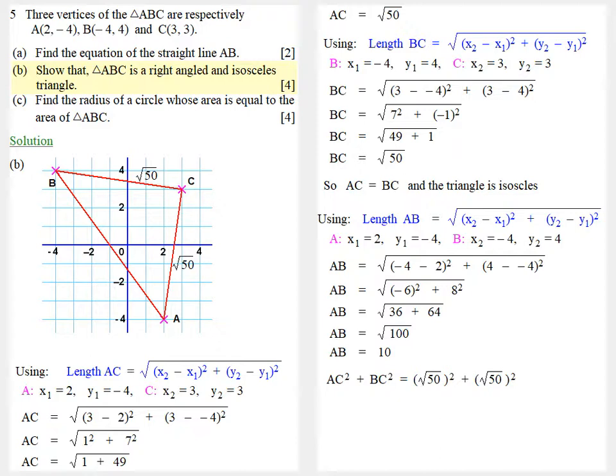Now consider AC squared plus BC squared. That's equal to the root of 50 all squared plus the root of 50 all squared, which is equal to 50 plus 50, which is equal to 100. Now that's equal to AB squared because AB is 10. So that means the angle ACB is a right angle. This is the converse of Pythagoras' theorem.